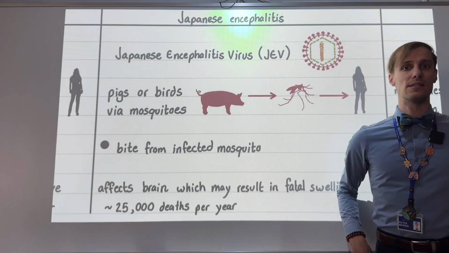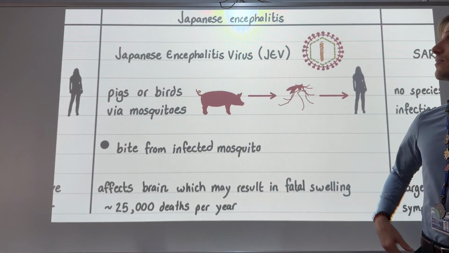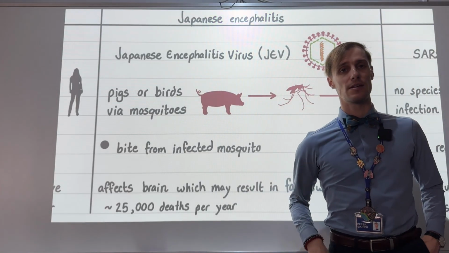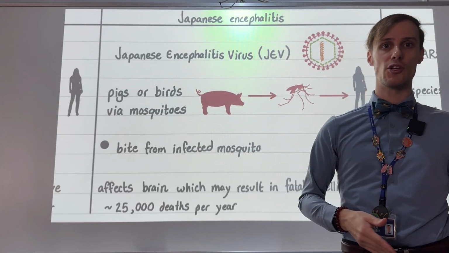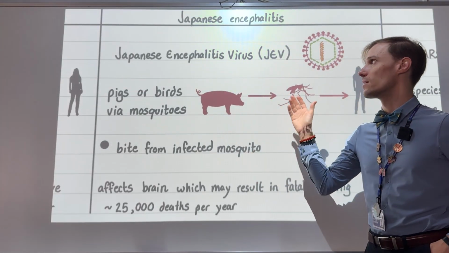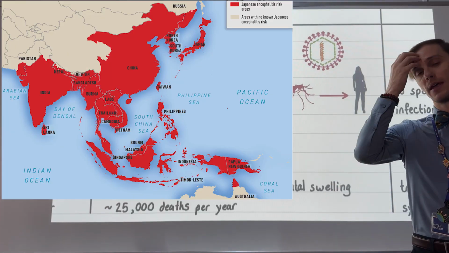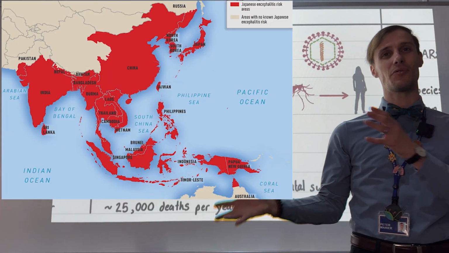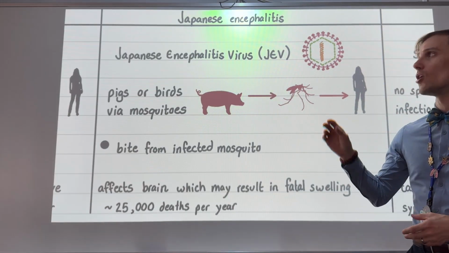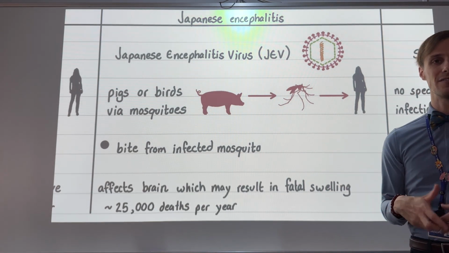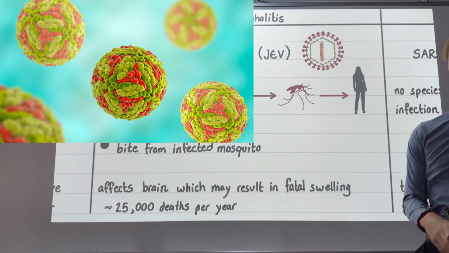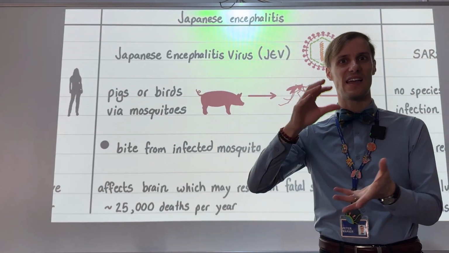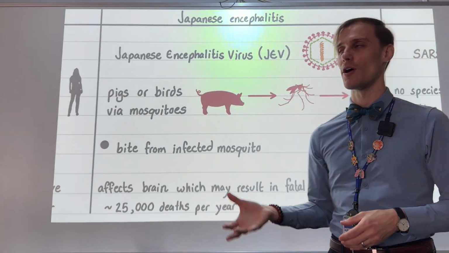Another zoonotic disease that you may not have heard of is something called Japanese encephalitis. This obviously gets its name from the fact that it was originally discovered in Japan, but this is not just present in Japan. It's present mainly in Southeast Asia. And so this is caused by, easy to remember, the Japanese encephalitis virus. And this virus actually has probably the most complex life cycle of all the ones that we've looked at before.